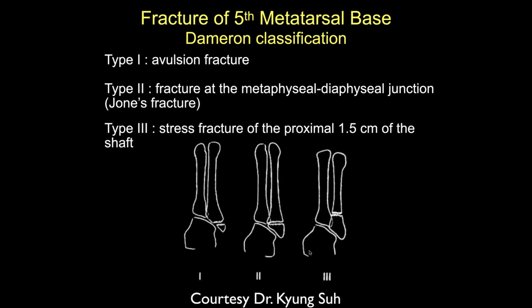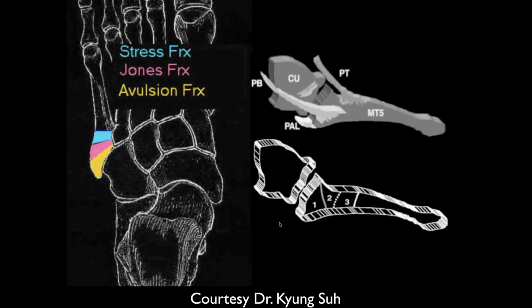Of these, the Jones fracture is the one that's the most difficult to heal, has the biggest problems. So these are the different ones, typically called avulsion fractures, Jones fractures, and stress fractures. And John, there's also a fracture that goes into the joint. And that's another one. And there's a controversy whether you operate on them or not.